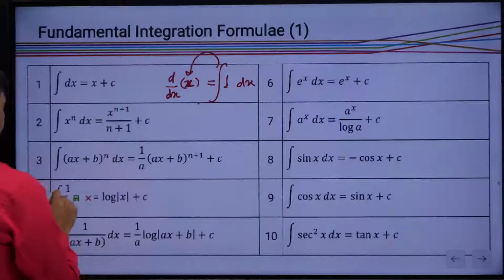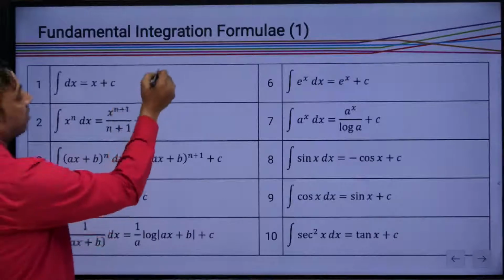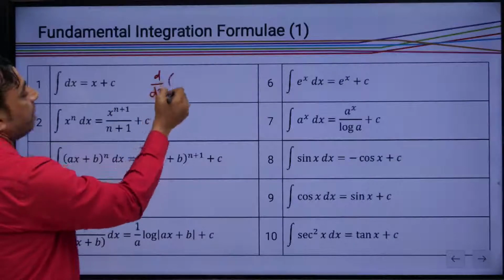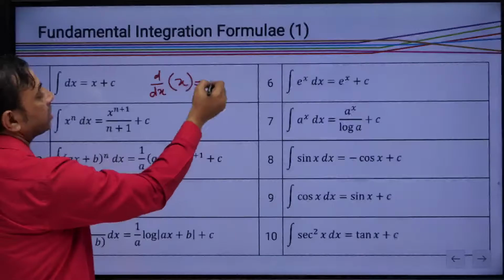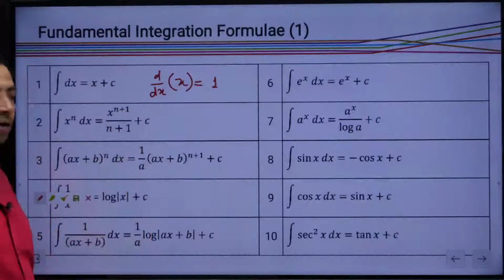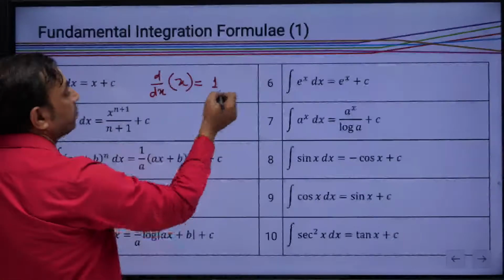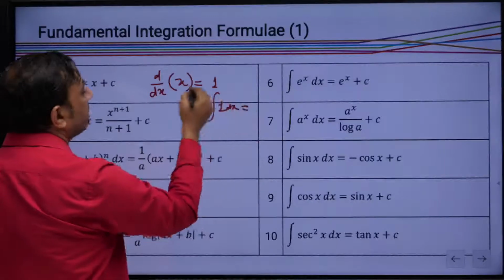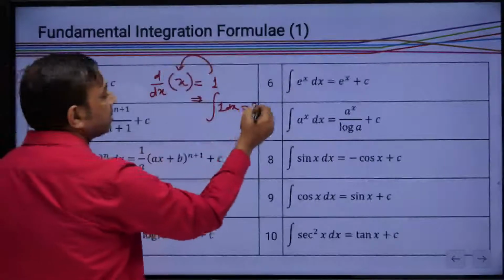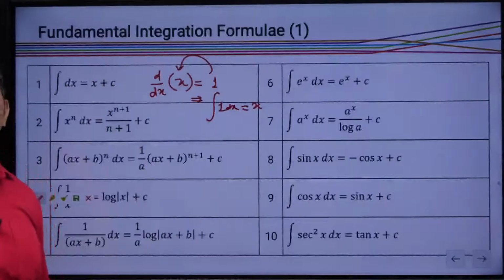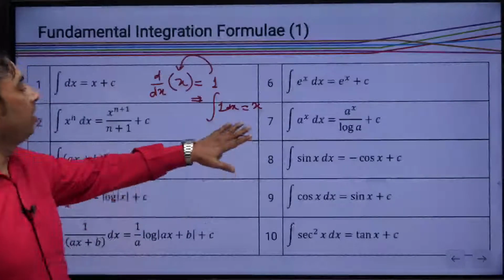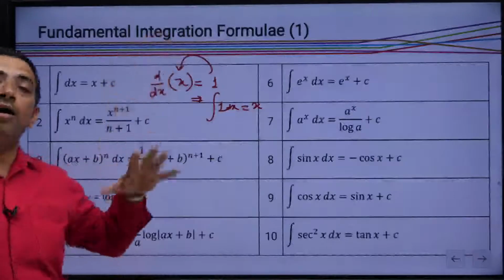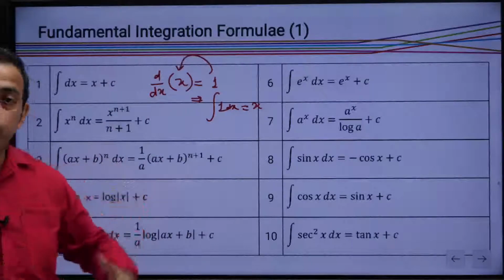This is the idea that we use in case of differentiation. Just recall it again. If I differentiate x with respect to x, my answer will be 1. Or if I integrate this 1, I will get back to my function x. This is how differentiation and integration are connected. That's why we call differentiation and integration inverse to each other.